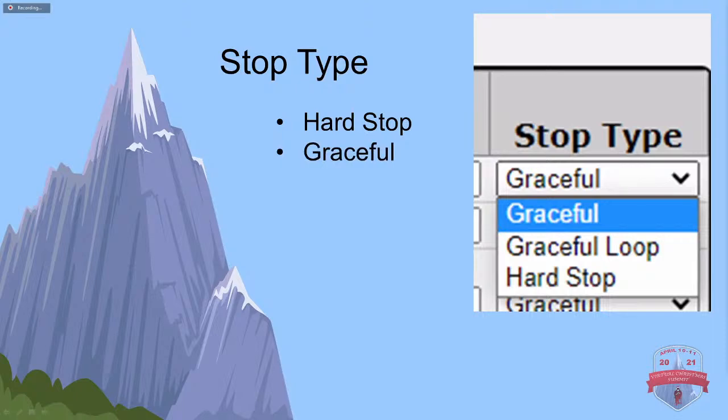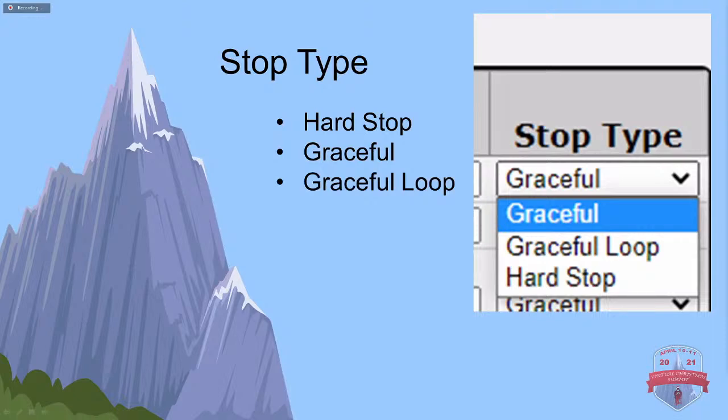Then you have the graceful stop. The graceful stop strategy is when your scheduled end time is reached, if there's a song that's playing, FPP will complete just that one song, then it'll go to your lead out section. Keep in mind that means that your show will not end at the exact time you specified. This is important to remember when we go to the repeat options in the next slide.